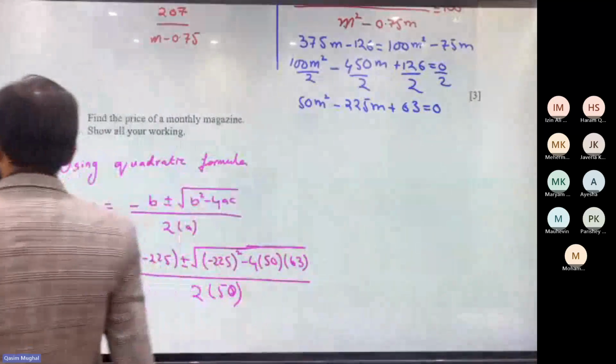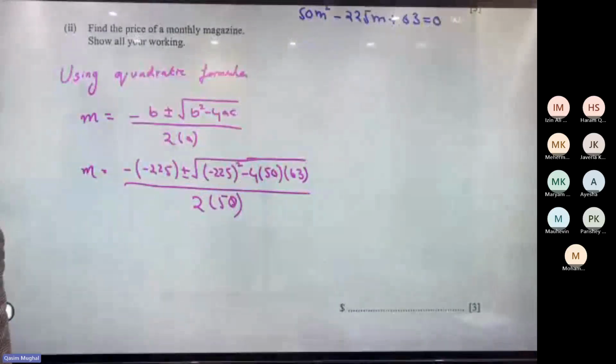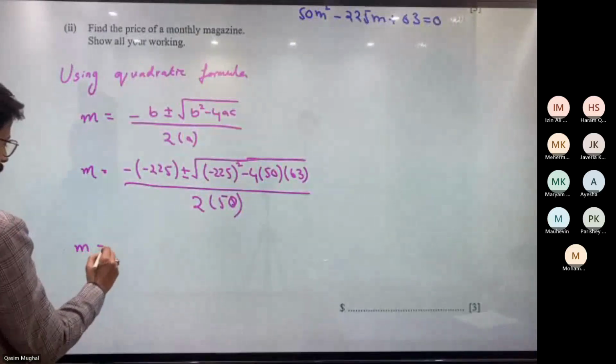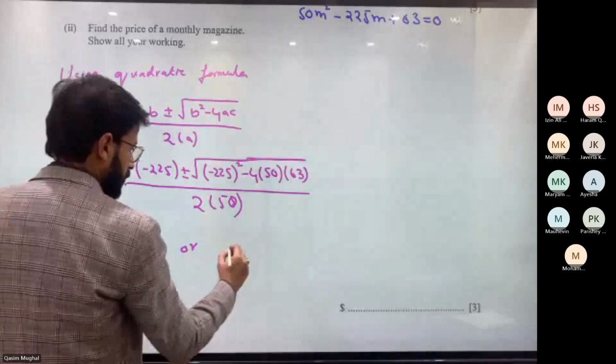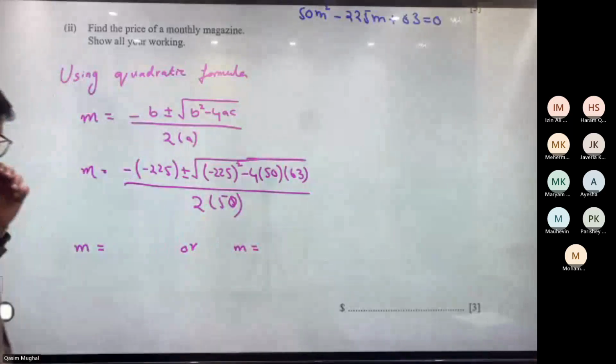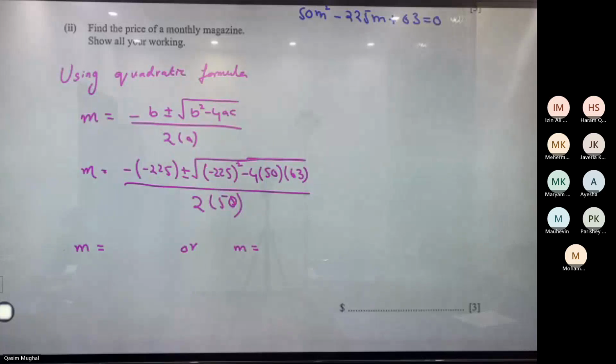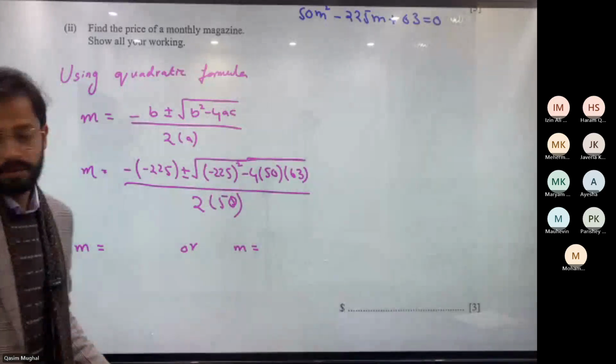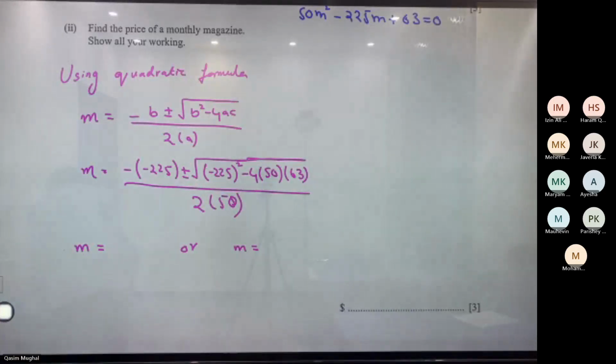What are the two values of m, if anyone has solved it, online students? Anyone? No one? 50, minus 225, and 63.